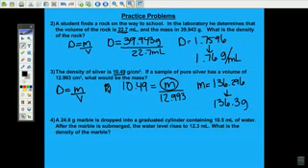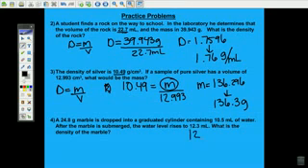Here, last one. A 24.8 gram marble is dropped into a graduated cylinder containing 10.5 milliliters of water. After the marble is submerged, the water level rises to 12.3 milliliters. What is the density of the marble? So since we can't actually measure a marble, we use what we call water displacement. And since I know that my water level rose, I can just subtract these two values and get the volume of my marble.